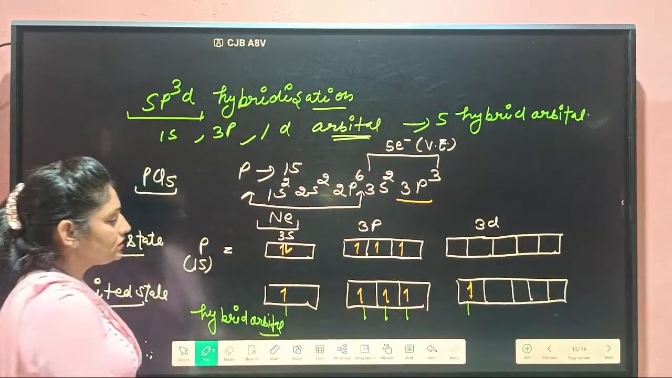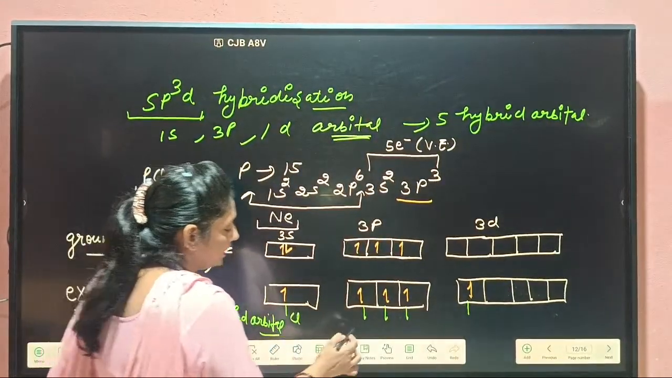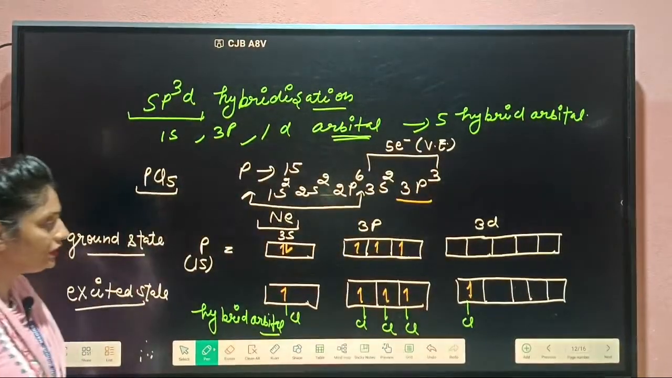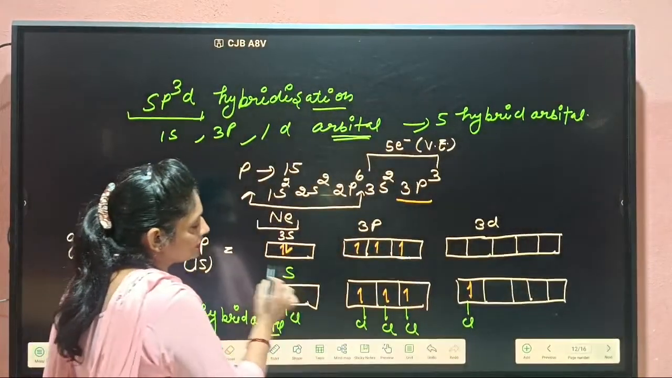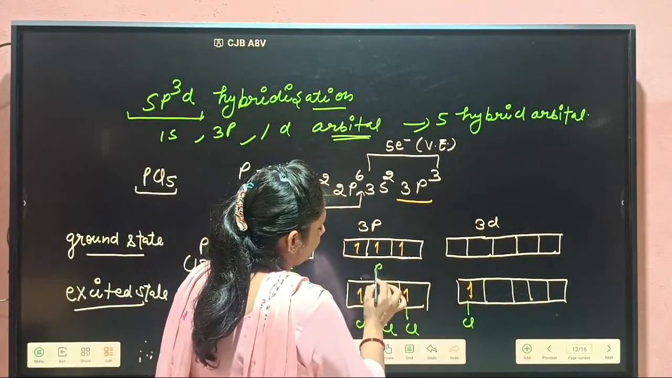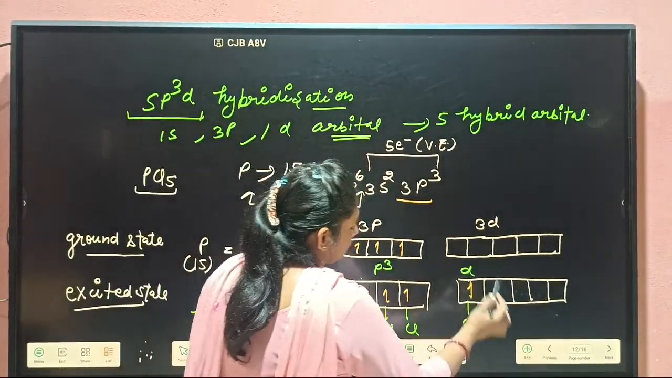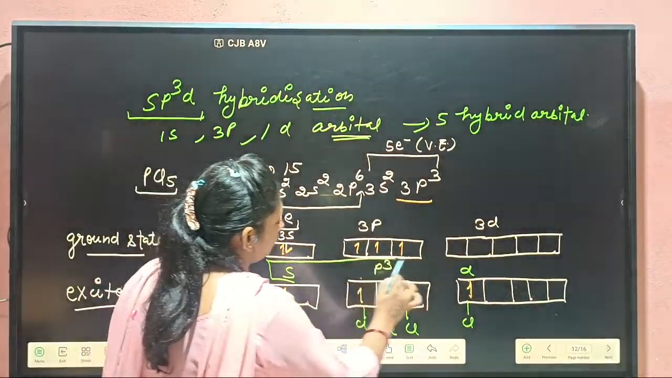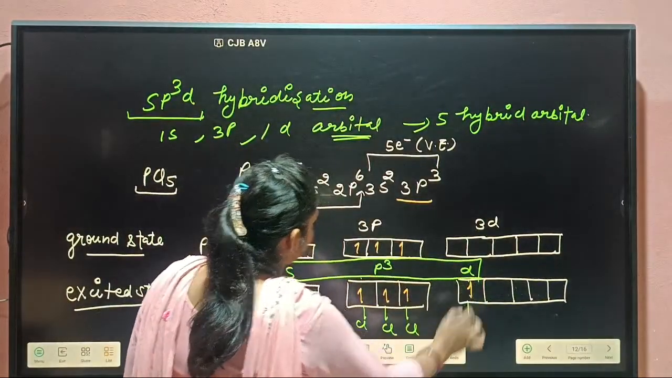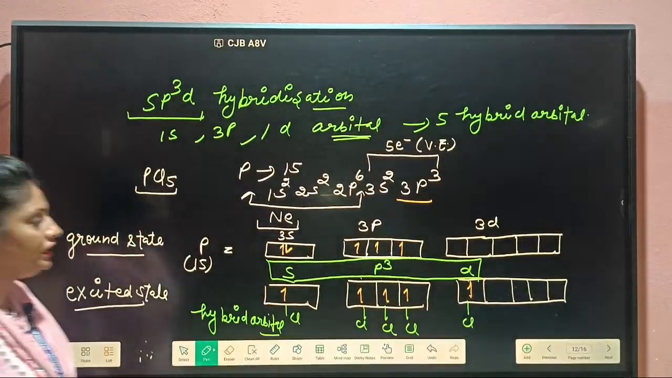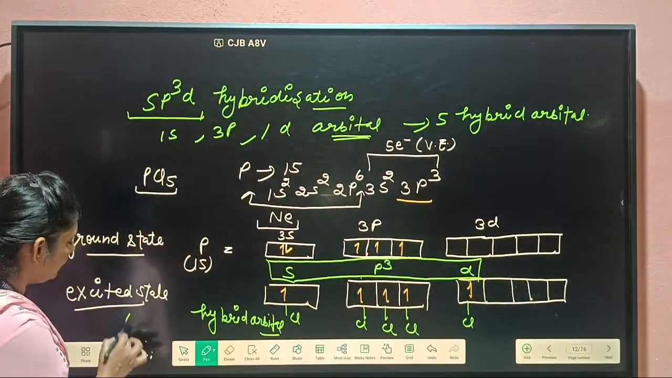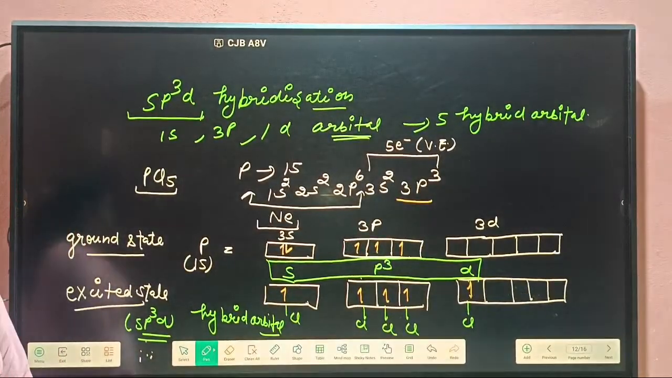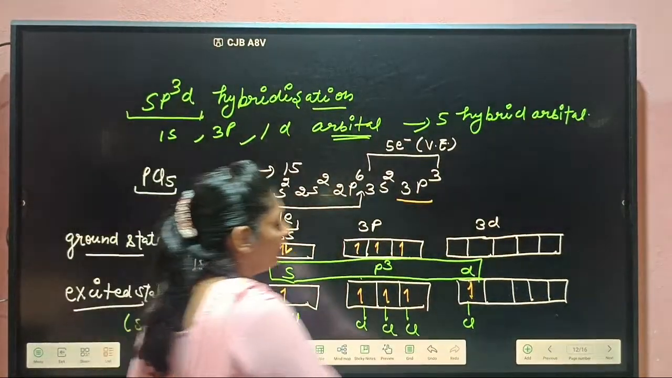Then students, we will give 1 Cl to each of these. So finally, you can see 1s, 3p and 1d. They are overlapping. They are involved in hybridization. So here hybridization will be sp3d. In this way, students, we can calculate.